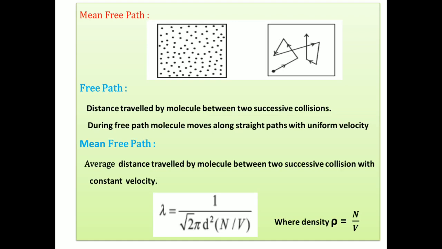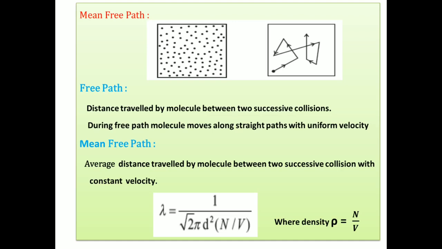What is a free path? The distance traveled by the molecule between two successive collisions. During a free path, the molecule moves along a straight path with uniform velocity. Why is the velocity uniform? Because no force is exerted. Only during collision is force exerted, so it gets acceleration. But between two successive collisions, no other force is acting on the molecule, so according to Newton's first law, this molecule as a body moves with uniform velocity.